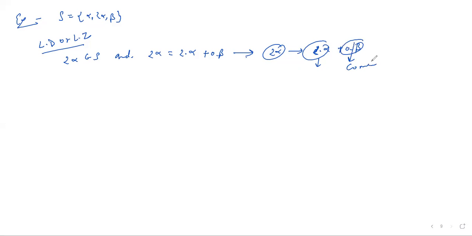So this set of vectors is linearly dependent because there is one vector in this set which can be written as a linear combination of the other vectors.